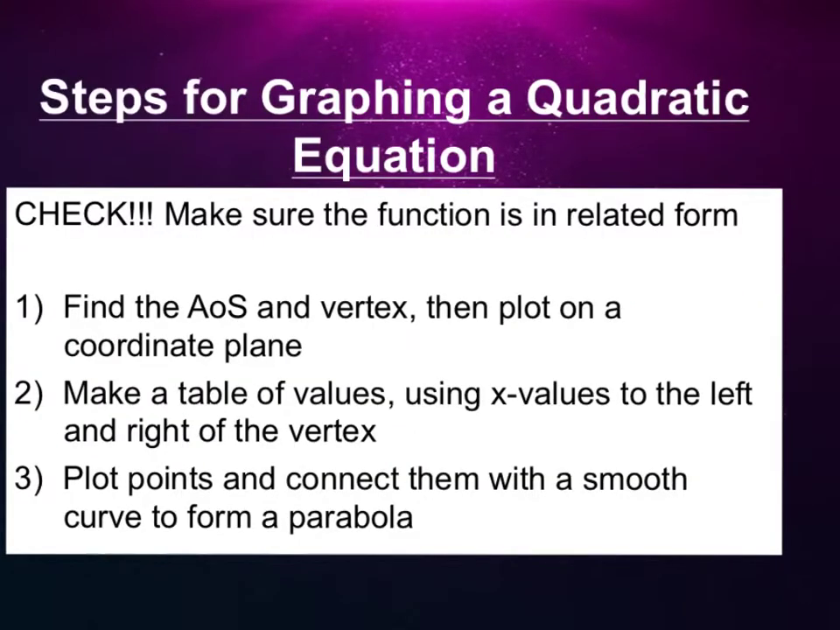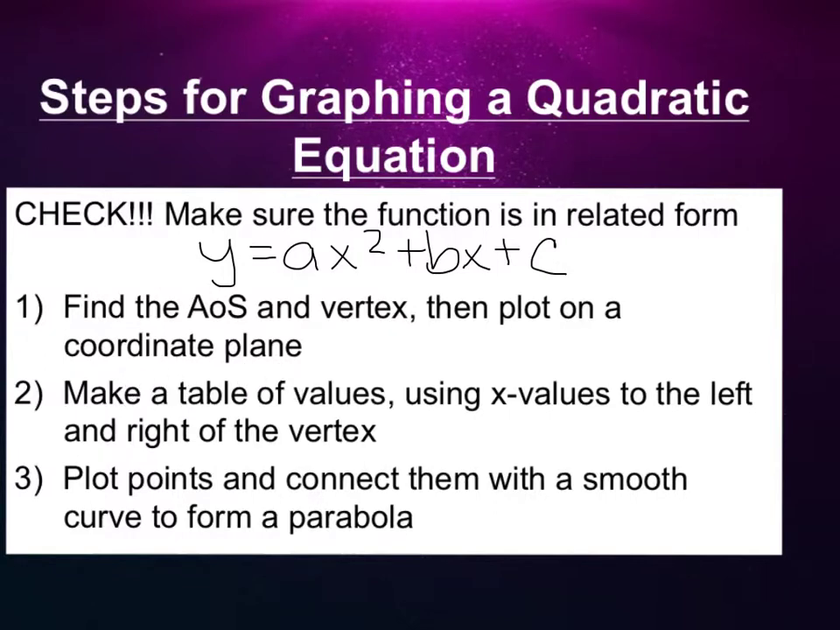Okay, you should take a minute, pause this video, and write down the steps needed for graphing a quadratic equation. And it only takes 3 steps. The very first thing you need to do is check to make sure the function is in related form. So that means that your function has y equals ax squared plus bx plus c. Okay, it has to be in related form. Then you're going to find the AOS and vertex.